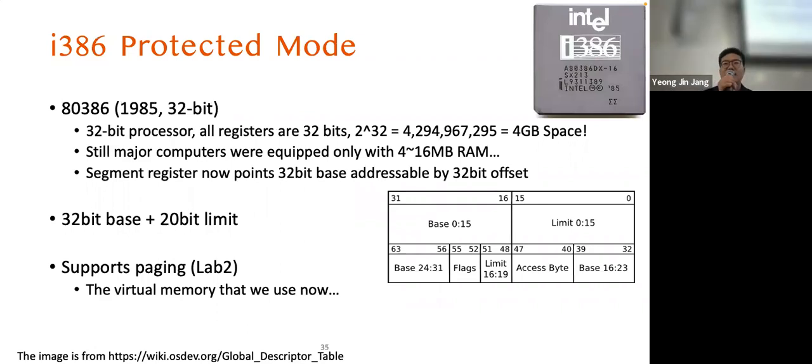And then later, Intel developed the 80386 in 1985. So the CPU is 37 years old, and the CPU was born in the same year when I was born. It's a 32-bit processor. So they developed the 32-bit processor around 40 years ago.